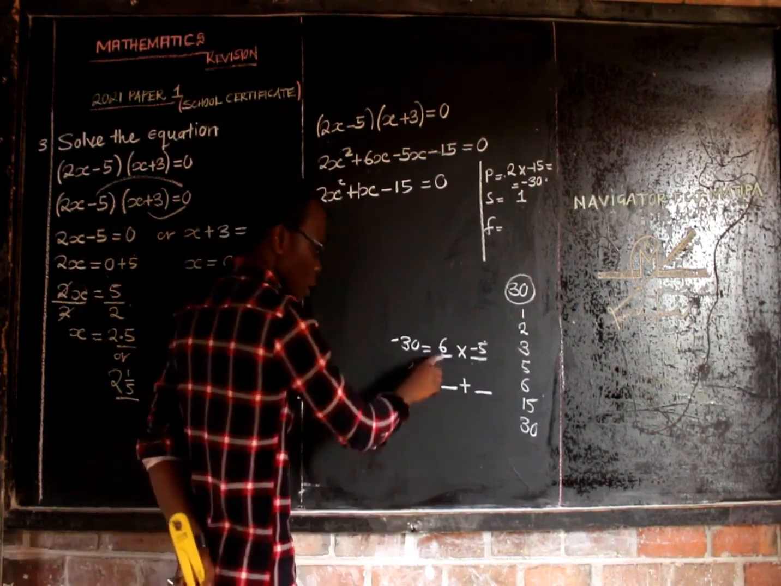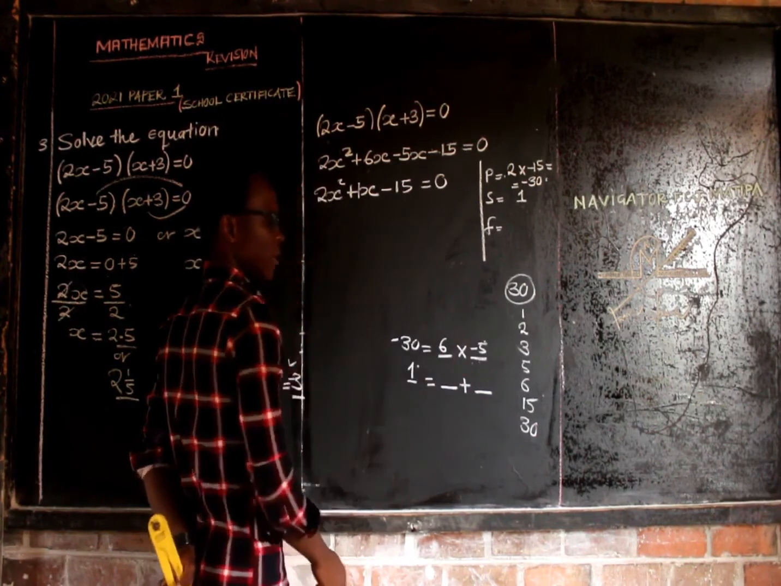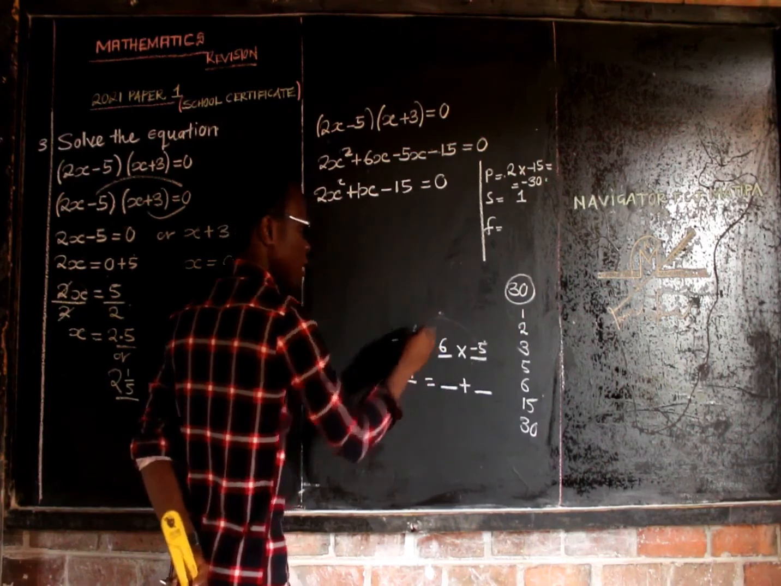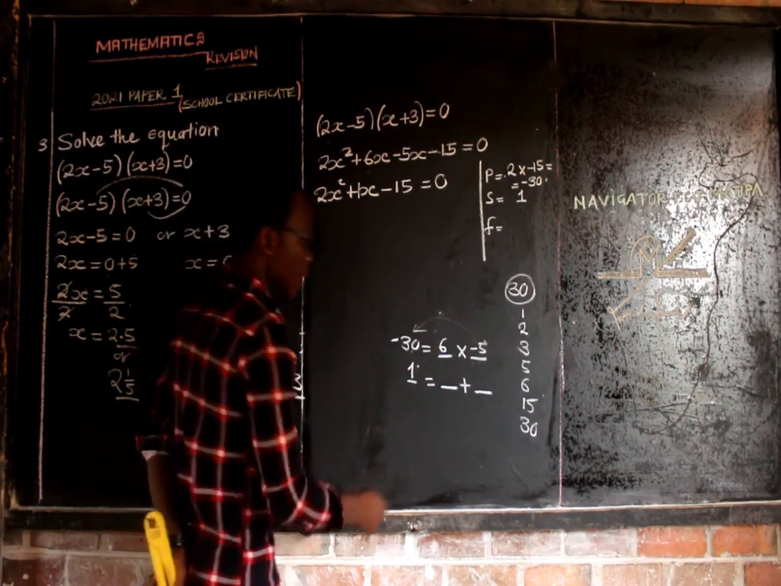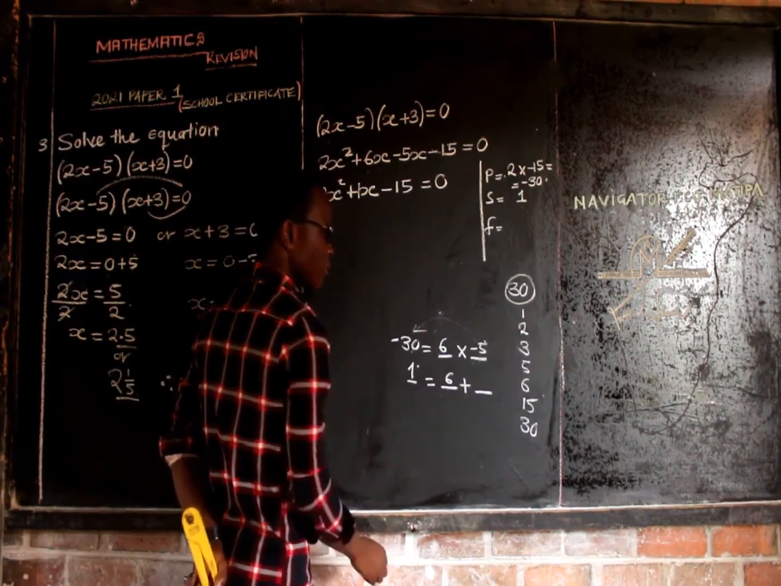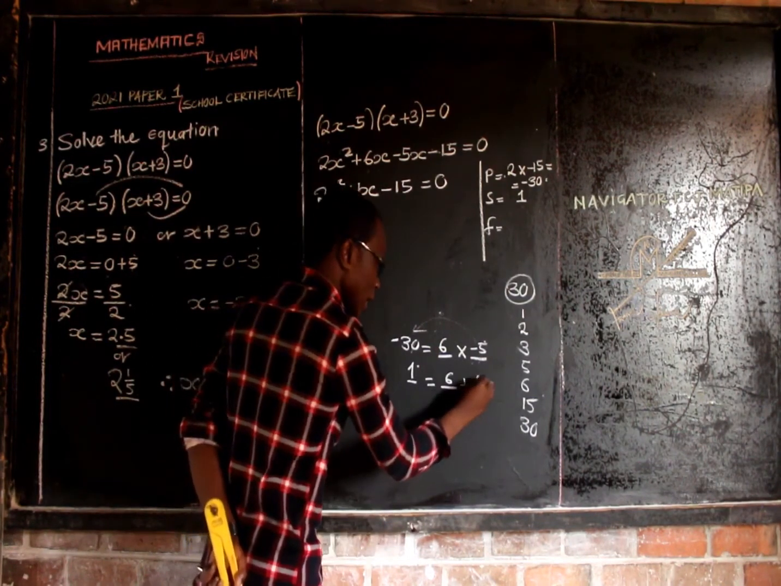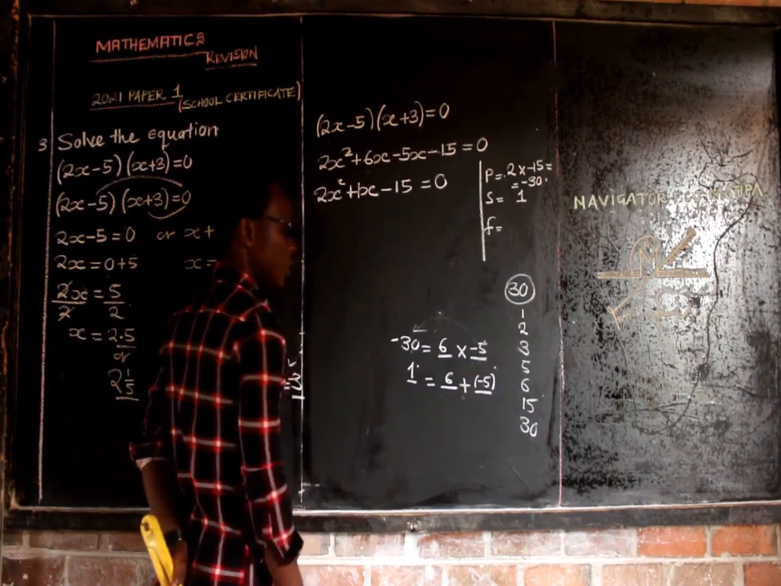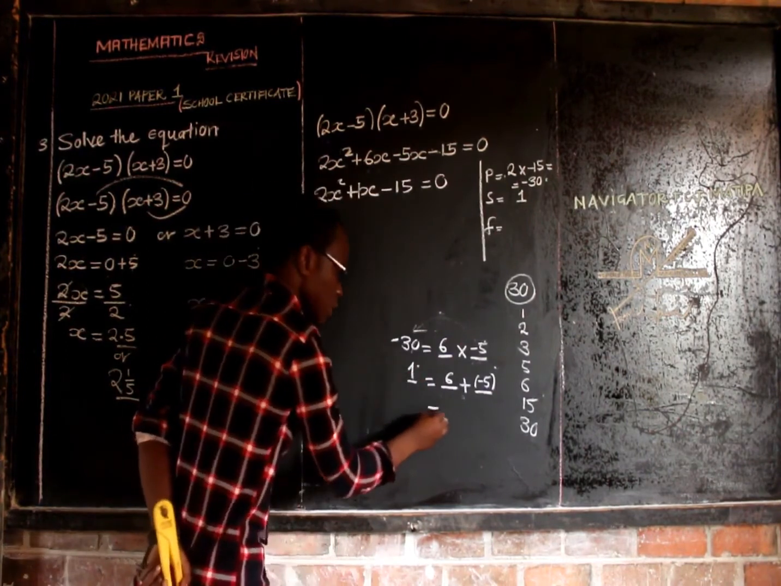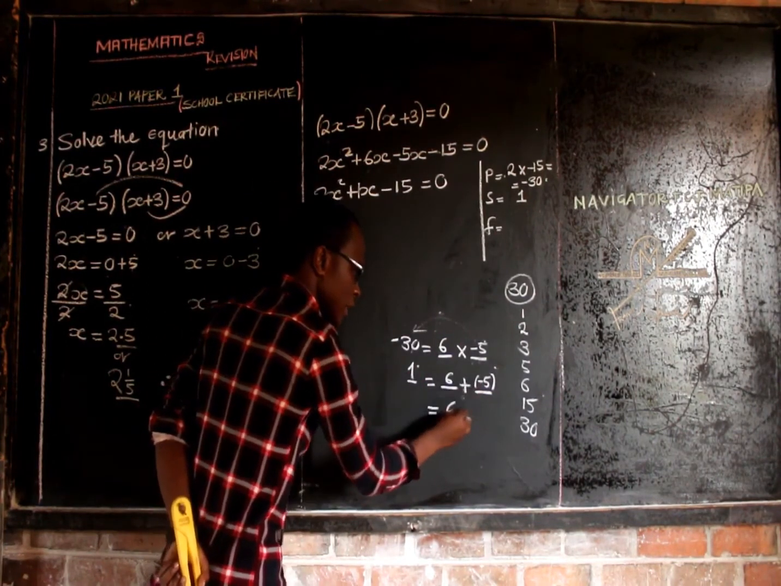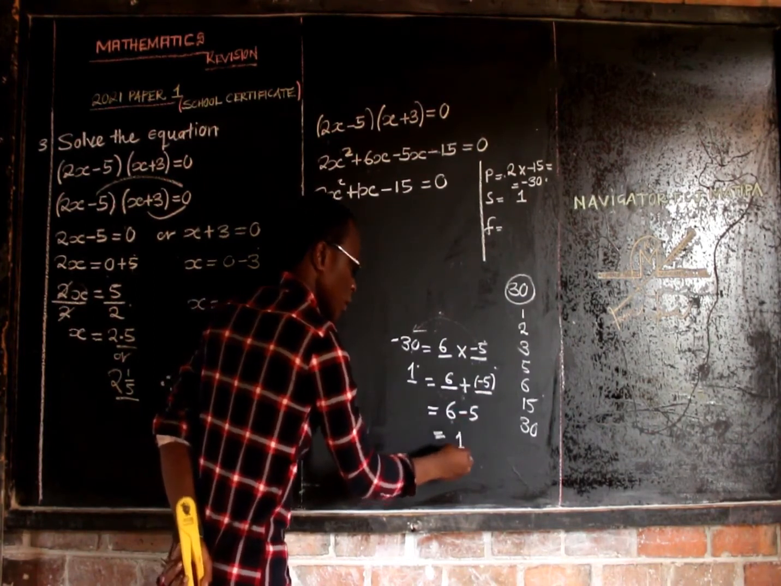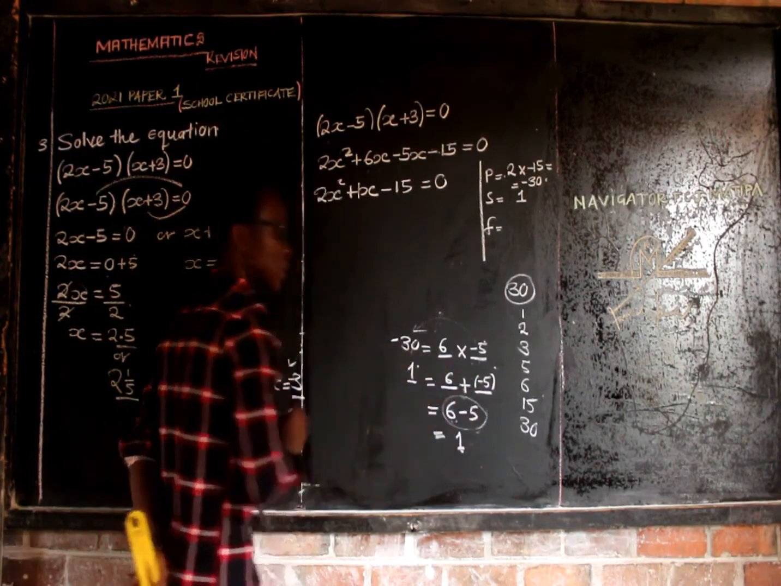What do you get? Positive 6 times negative 5, you obtain negative 30. You see? Then if you add these two, 6 plus negative 5, you're going to get the sum, which is 1. So 6 minus 5, you obtain 1. So these are the two factors.